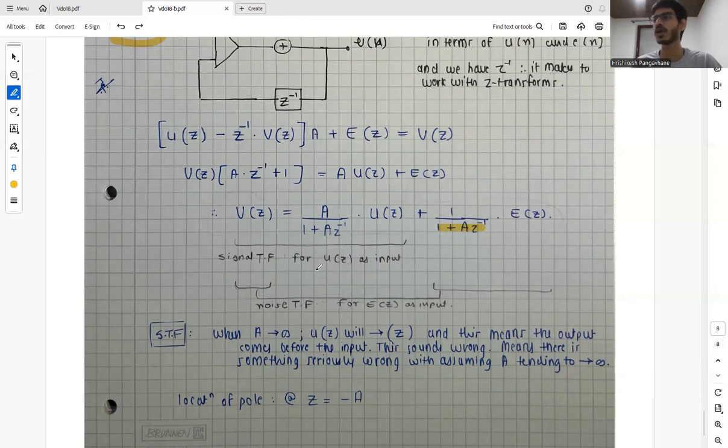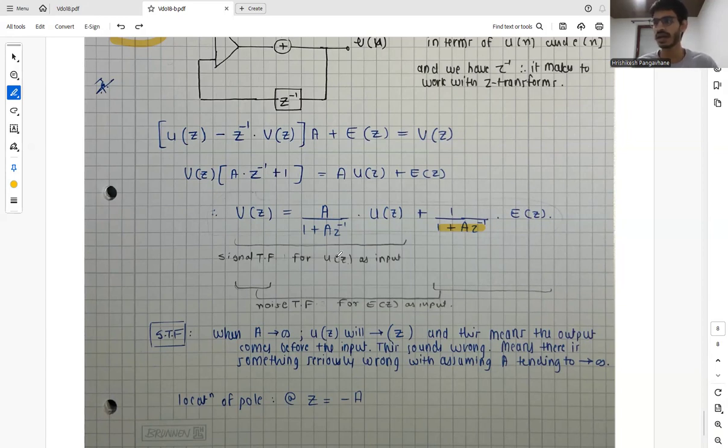So when we talk about the signal transfer function, we consider this. Over here, as A tends to infinity, the transfer function tends to Z, and this means the output comes before the input. This is not possible, right? Output cannot come before the input. This sounds wrong, and it means there is something seriously wrong with assuming A tending to infinity. We will talk about this in great detail in the next video.